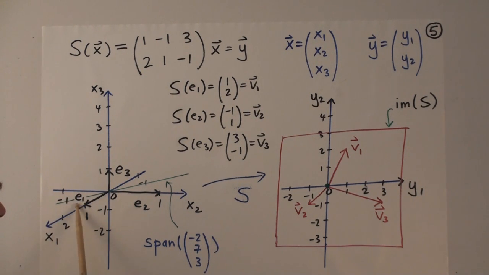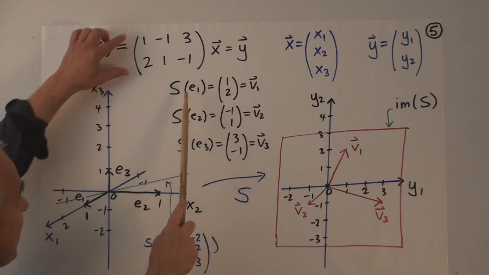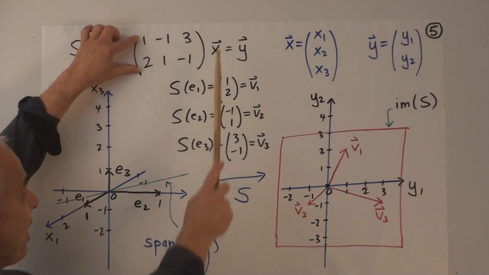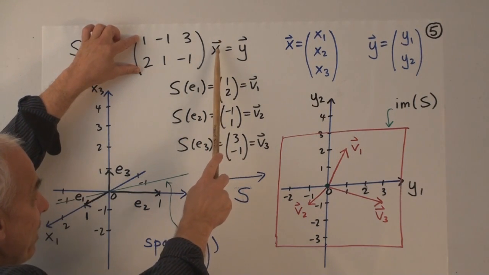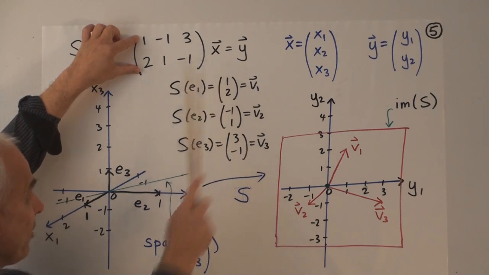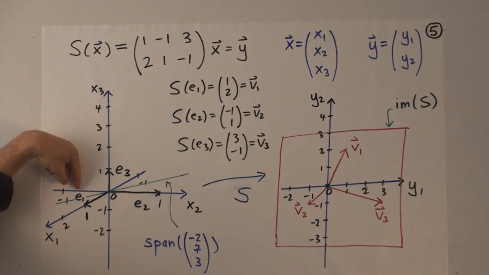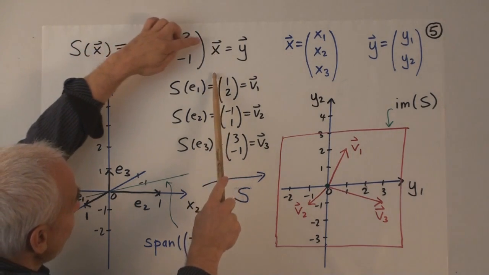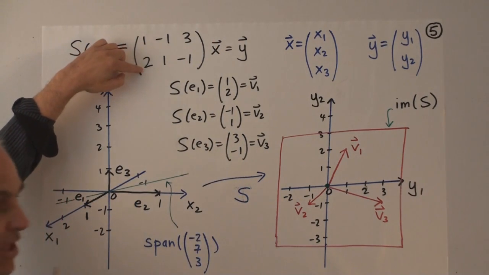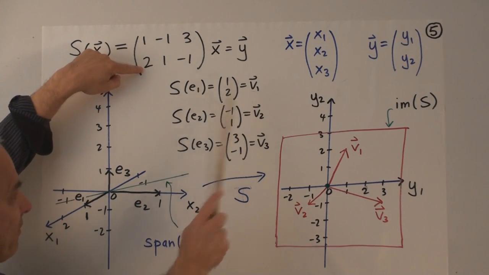So to find out what happens to e1, S of e1, we just take this matrix and apply it, multiply it by the vector 1, 0, 0, which is the name for e1 in this coordinate system. And when you multiply by 1, 0, 0, you're just picking up that first column, which we'll call v1.